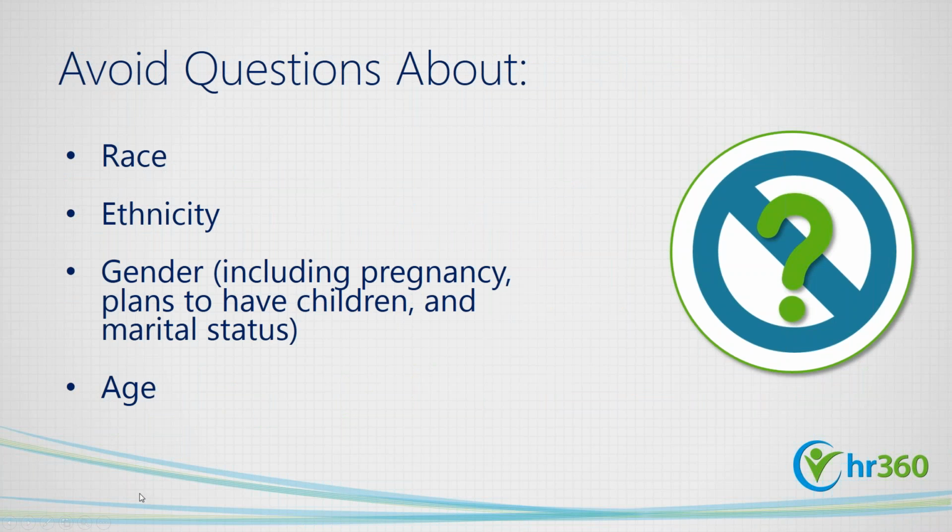Now we're going to go through types of questions to avoid, and then a little bit later on, alternative ways of asking a question. So always avoid questions about race, ethnicity, gender, including pregnancy, plans to have children, and marital status, age, anything along those lines. Even like I said, it might sneak into a small talk question at the opening about family and number of kids that you might have. Please stay away from anything related to family, gender, all the areas covered here, and age.